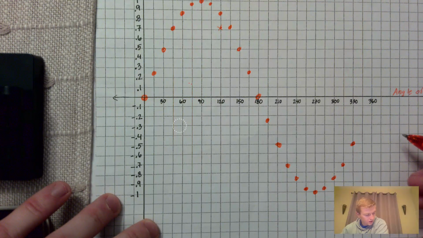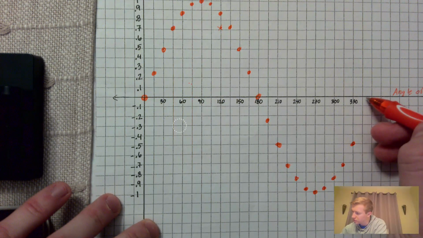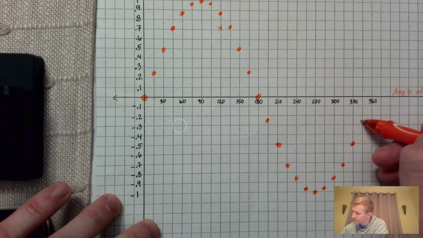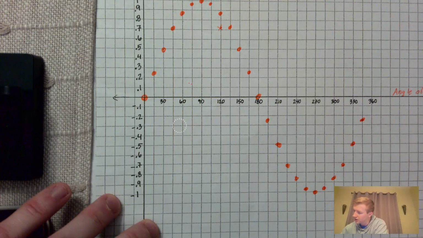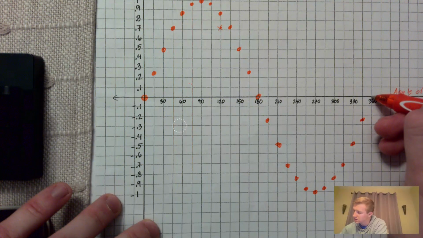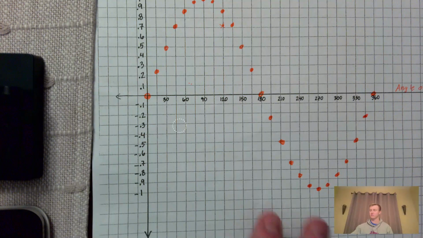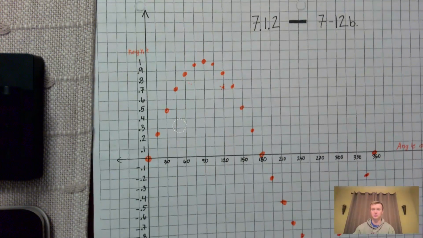All right, almost done. We get to 345, negative 0.259, about that value there. And last but not least, we get to 360, and we're back to where we started again. All right, so now, folks, as you can see, this is your sine function.